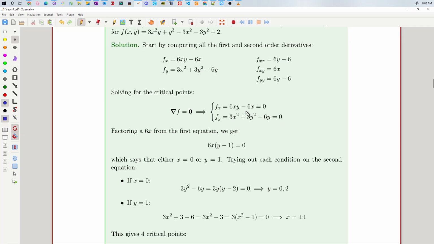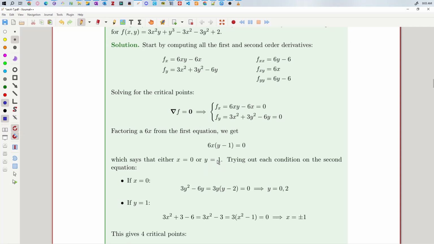All right, so the way I would start is noticing that I can factor a 6x out of the first equation, which will then give me this expression. And then saying that this is equal to 0 means that either this factor is equal to 0 or this factor is equal to 0. So either x is equal to 0 or y minus 1 is equal to 0, which would mean that y is equal to 1. So we end up with these two possible cases.